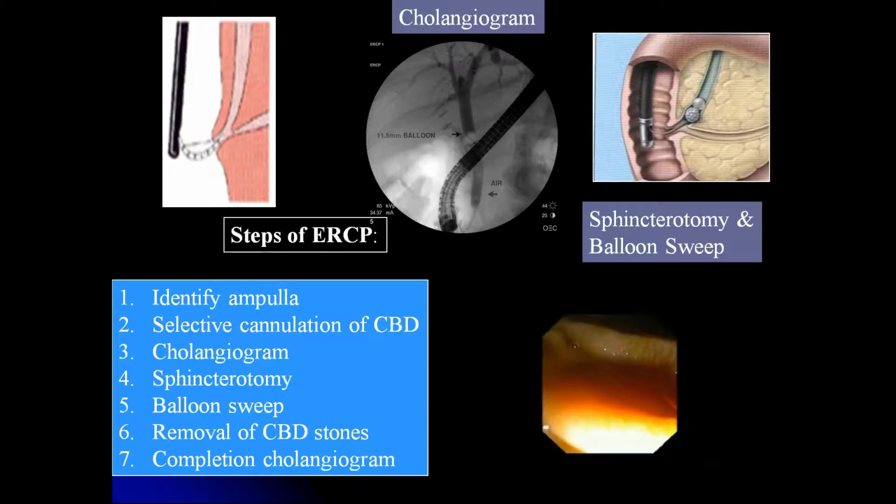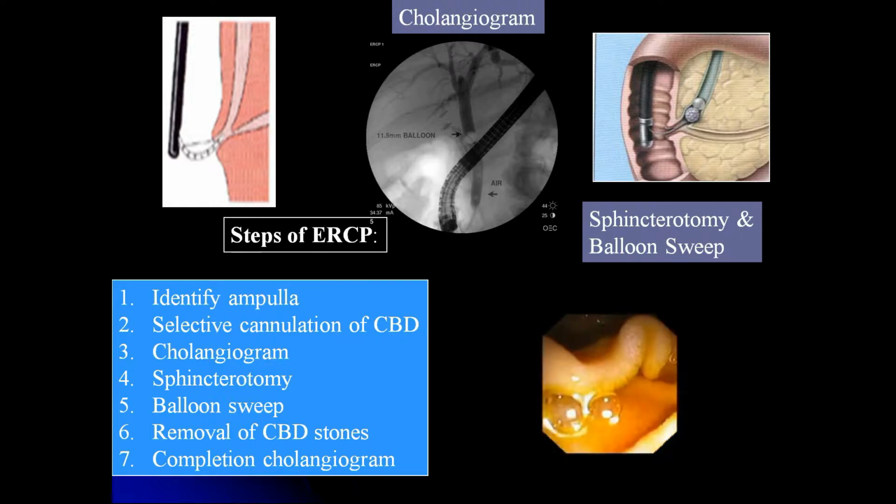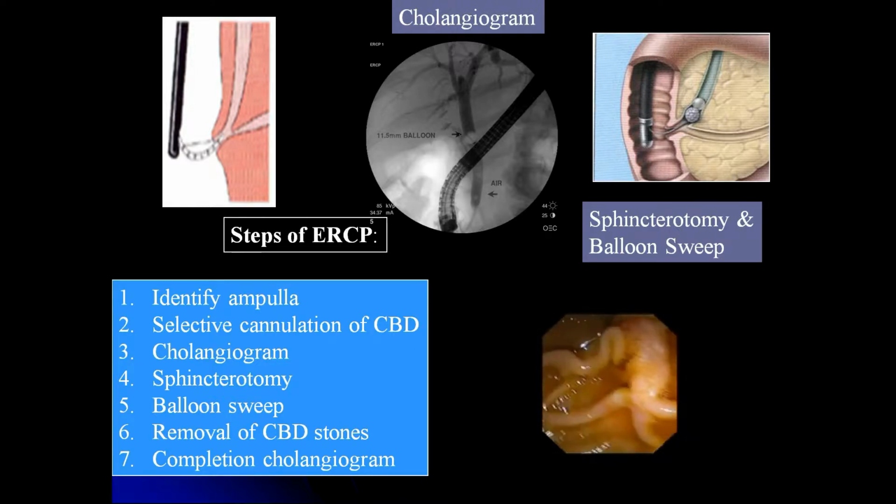Next slide. But if the patient needs intervention, like in this patient, then the patient needs ERCP, and we need to pass the side viewing scope, identify the ampulla which is in the second part of the duodenum. Ampulla is very easy to identify. This is usually situated over the top end of the vertical fold, the only vertical fold present in the second part of the duodenum. Then you can cannulate the bile duct.